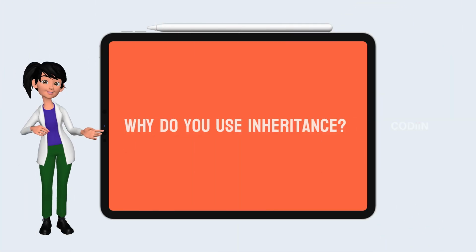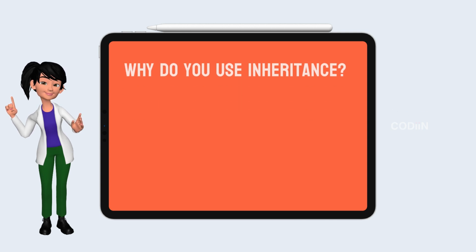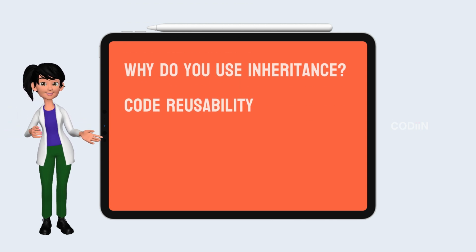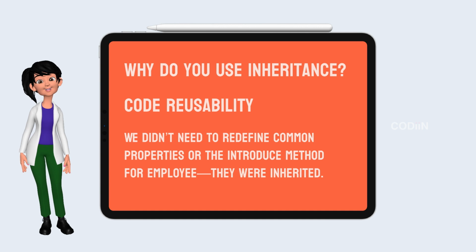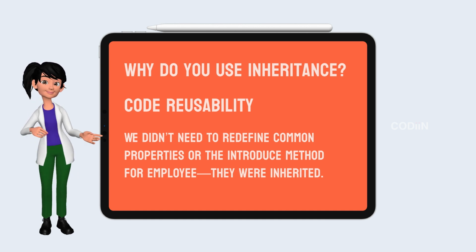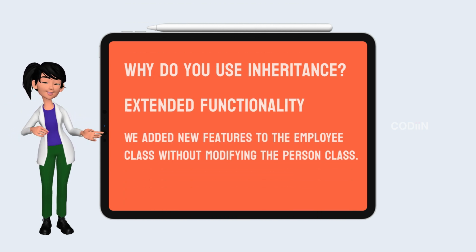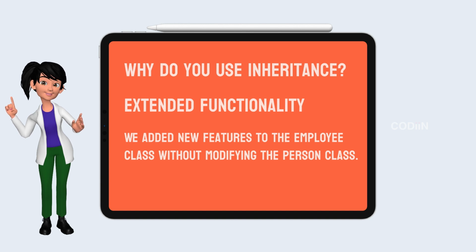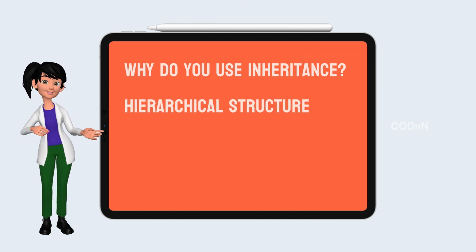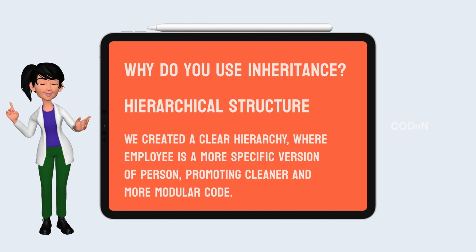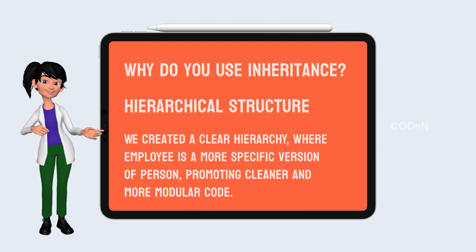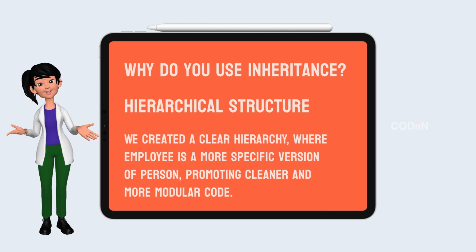So, why do we use inheritance? Code reusability. We didn't need to redefine common properties or the introduce method for employee. They were inherited. Extended functionality. We added new features to the employee class without modifying the person class. Hierarchical structure. We created a clear hierarchy where employee is a more specific version of person, promoting cleaner and more modular code.